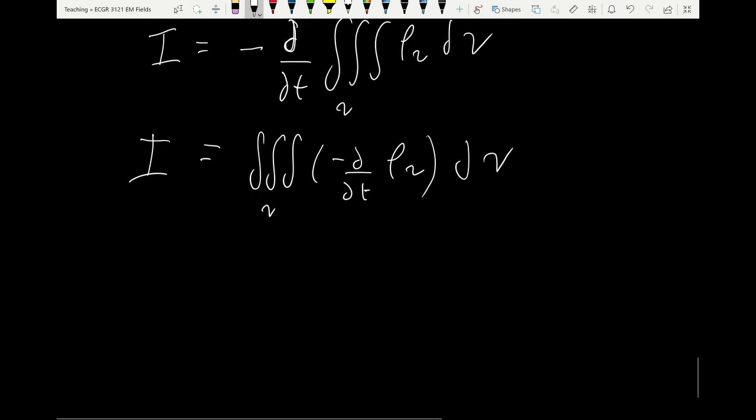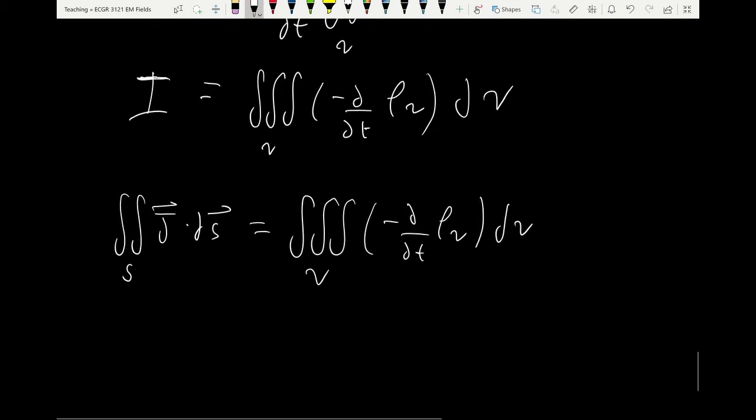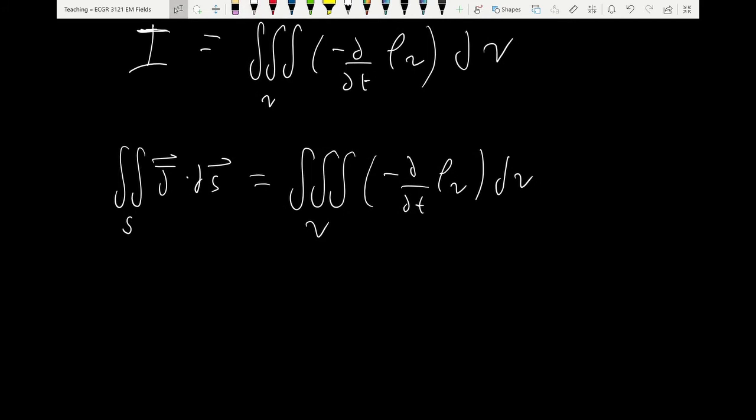Okay, I have an integral on the right hand side. I want to get an integral on the left hand side. What's I? I is an integral over a surface of j ds, right? The current density integrated over a surface gives me the lumped I, right? This equals the volume integral of minus d dt rho v dv. Okay, so I have a volume integral on one side, a surface integral on the other side. I cannot compare the integrands because they are different sorts of integrals.